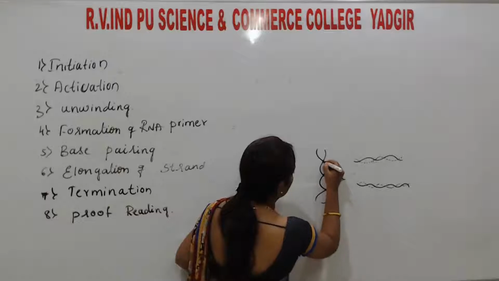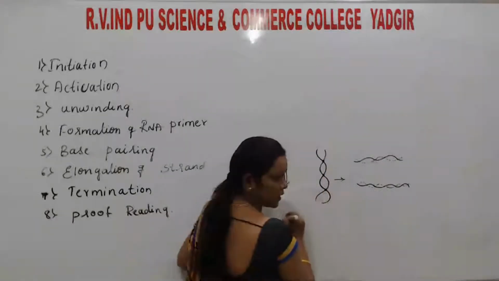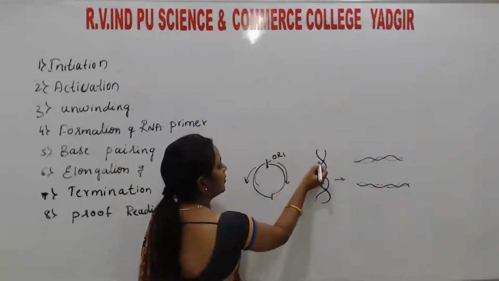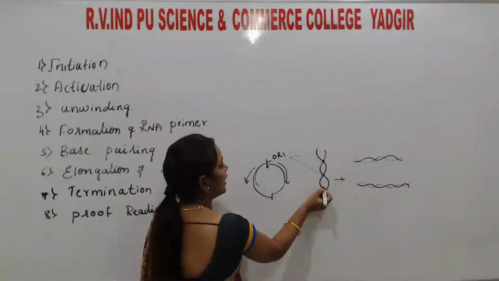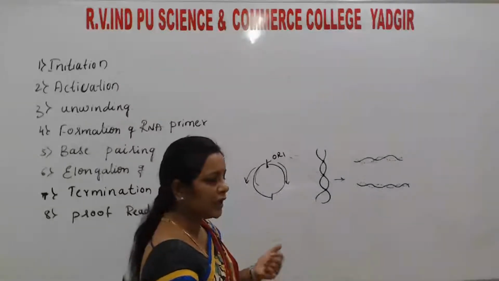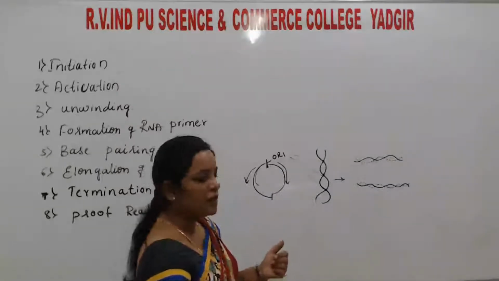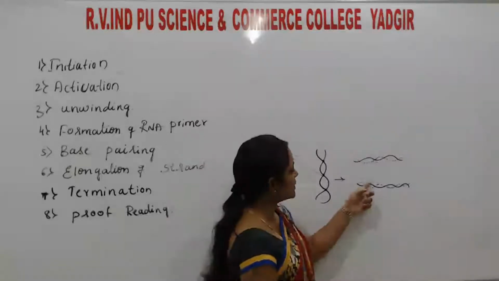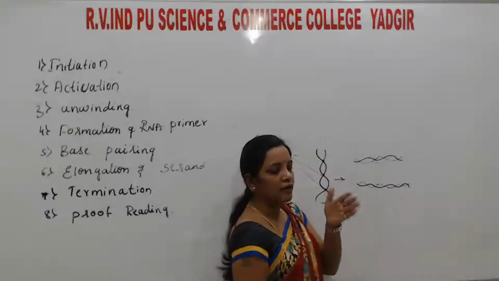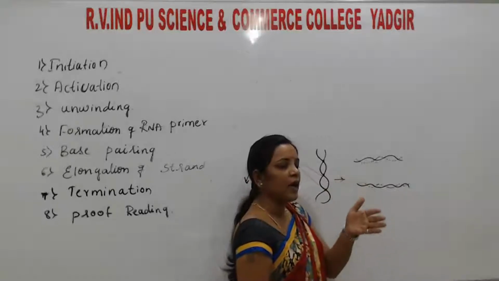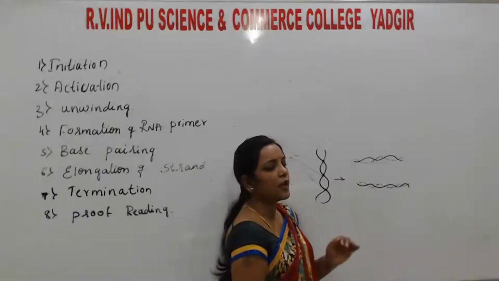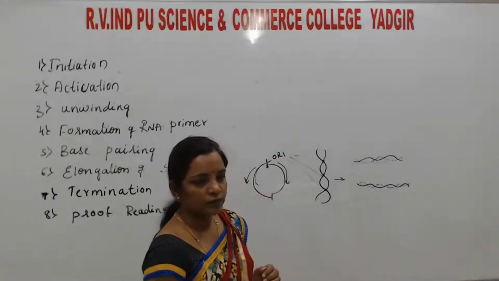In eukaryotes, the DNA is twisted. In prokaryotes only one ori will be present, but here many ori can be seen in the eukaryotic DNA. So initiation starts. Half of the DNA is parental, and half is newly synthesized. So it is called semi-conservative.